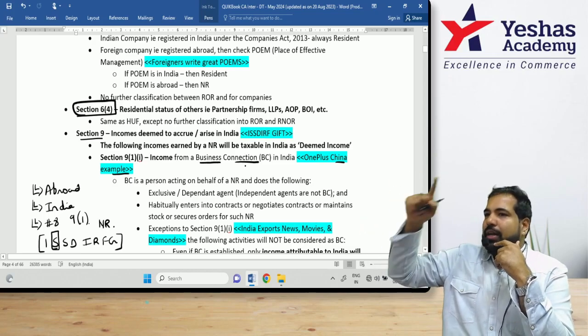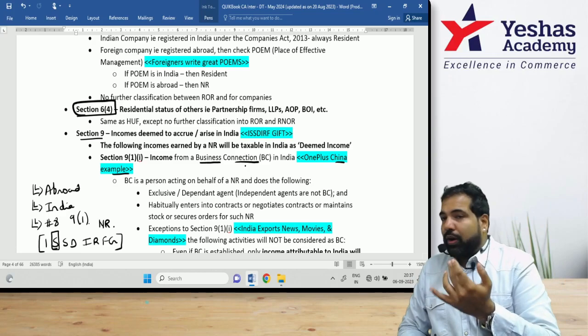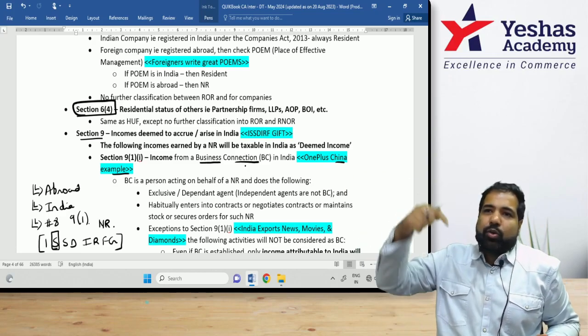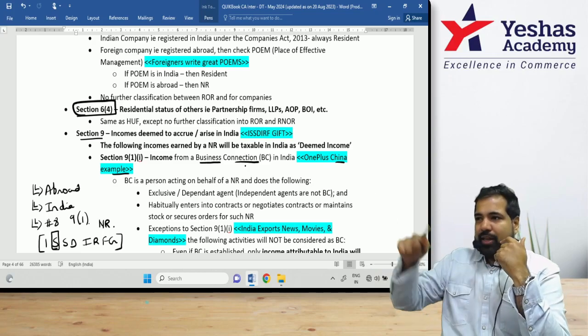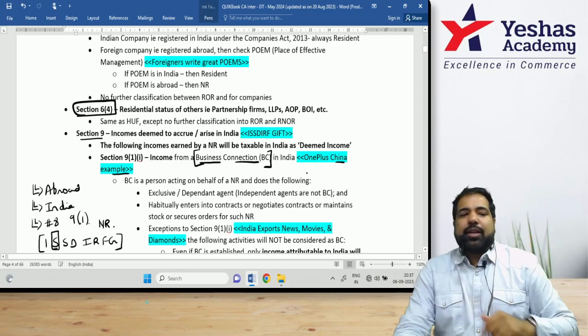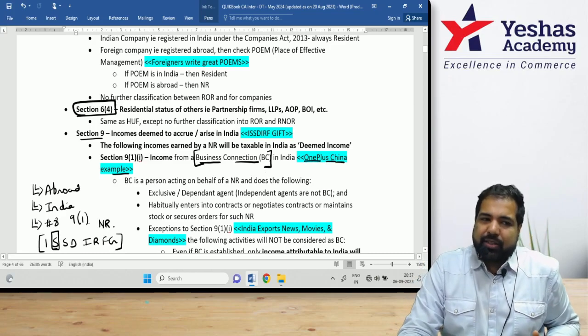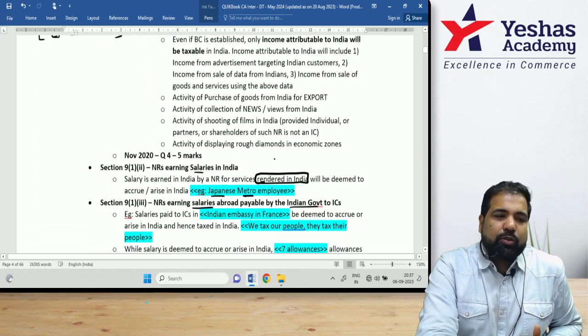An agent who is dependent, who can sell, who can stock, who can negotiate and conclude contracts. OnePlus China is so smart, they don't directly come to India, they appoint that agent. But if that agent is dependent and he has these conditions, he will be considered as what? And through that business connection, whatever income you earn, will it be taxed in India? Yes. This is very nice, 911, but it does not apply to some people, guys.